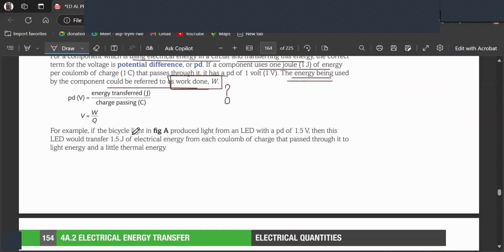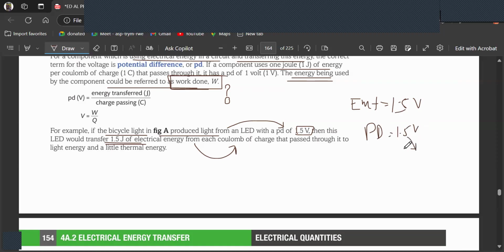For example, if the bicycle light produced light with a potential difference of 1.5 volts, then this LED would also transfer 1.5 joules of electrical energy to thermal energy. आपके पास EMF क्या था? 1.5 volt. Potential difference क्या है? That is also 1.5 volt, but it is converted into 1.5 joules. वो जो आपके पास joules electrical energy थी, that has been converted to 1.5 joules thermal energy now.